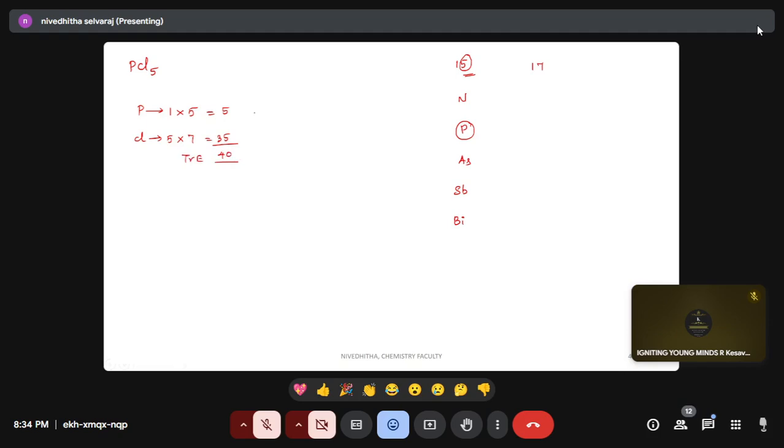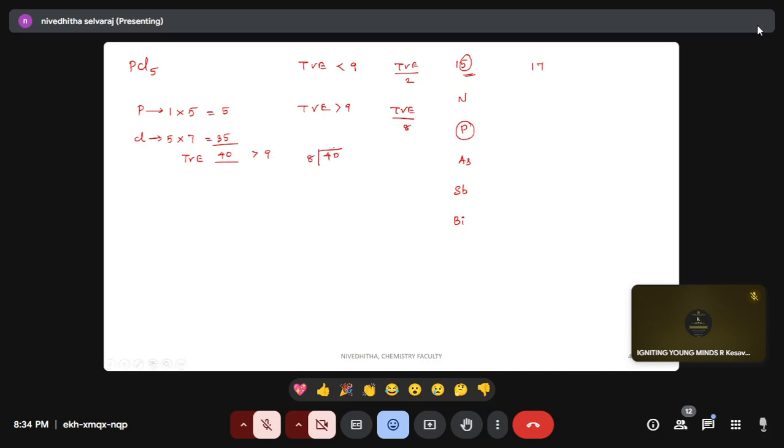After finding the total valence electron, compare it with the number 9. If the total valence electron is less than 9, then divide it by 2. If it is greater than 9, then divide it by 8. Total valence electron will never be equal to 9. Here it is greater than 9, so we have to divide it by 8.